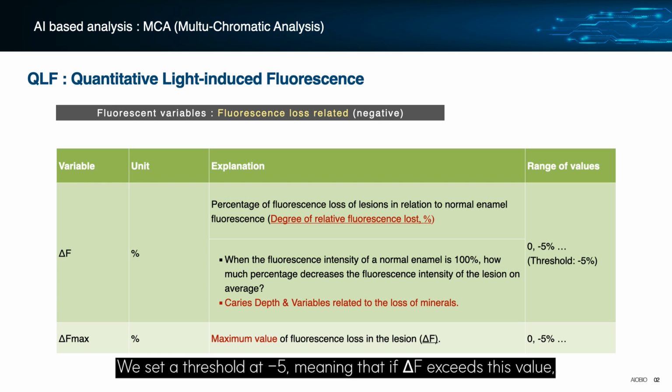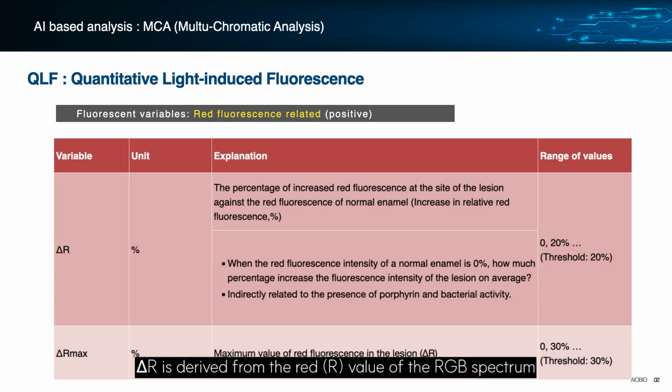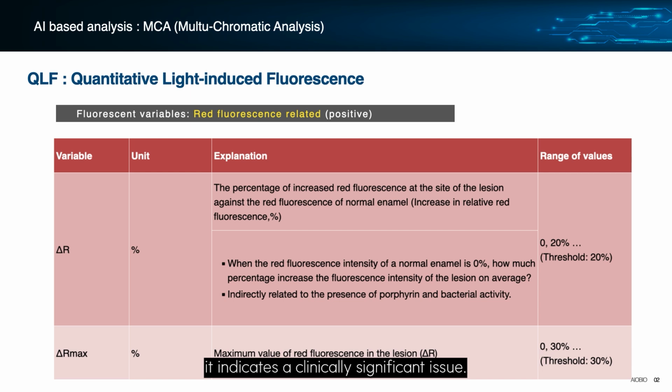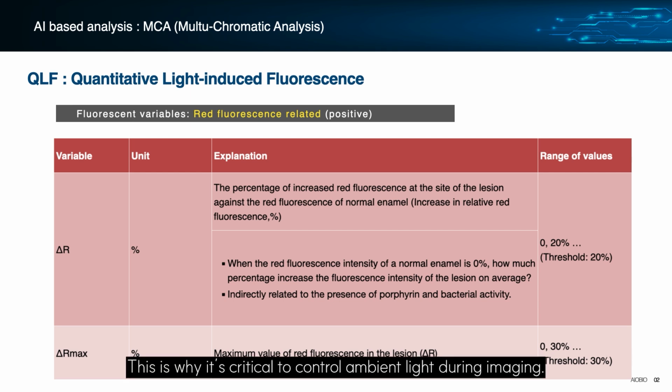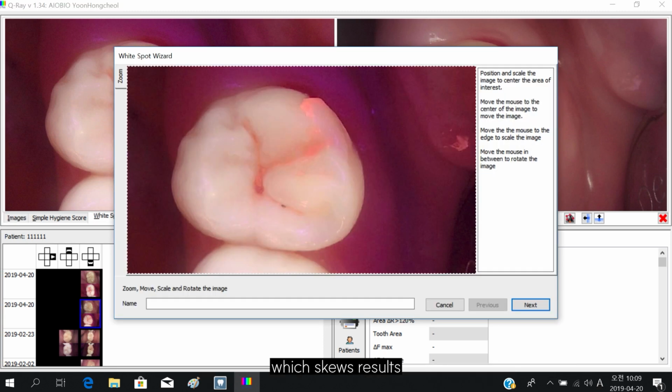This is typically calculated using the red to green (R/G) fluorescence ratio. We set a threshold at -5, meaning that if delta F exceeds this value, we can confidently identify surface level changes or abnormalities. Delta R is derived from the red (R) value of the RGB spectrum. When the red value exceeds the normal by more than 20%, it indicates a clinically significant issue. This is why it's critical to control ambient light during imaging. Uncontrolled ambient light can introduce false red fluorescence, which skews results.